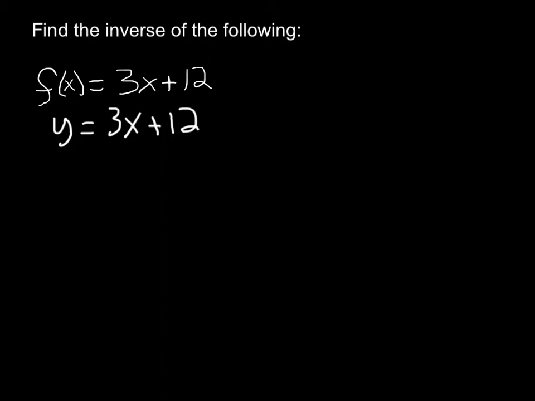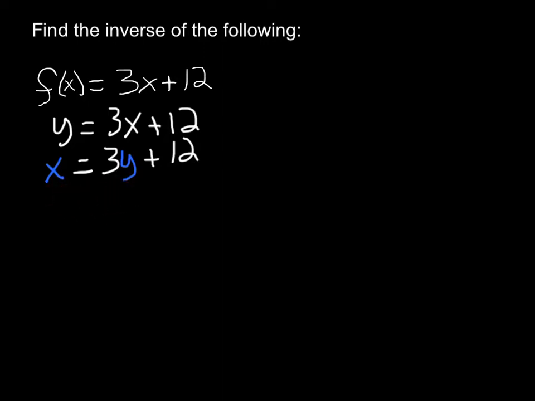Okay, when we're finding the inverse of this one, if we were to graph it, we would basically be switching our x's and our y's. So we're going to go ahead and do that right now. I'm going to switch these two. So now let's do that part in blue. I'm just going to write x is equal to 3y plus 12. And all I did here is I just switched this x and the y.